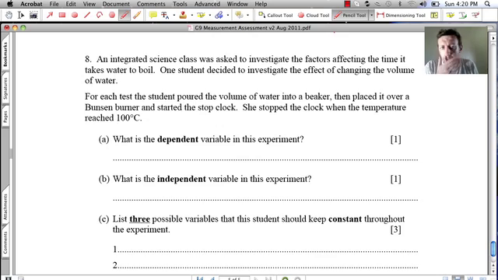Alright, last question. An integrated science class was asked to investigate the factors affecting the time it takes water to boil. One student decided to investigate the effect of changing the volume of water. Okay. Excellent. So we've got 2 variables identified here. Let's just highlight what they are. Okay, so one is time, right? And then the student decides to change the volume. Okay, so which way round are they?